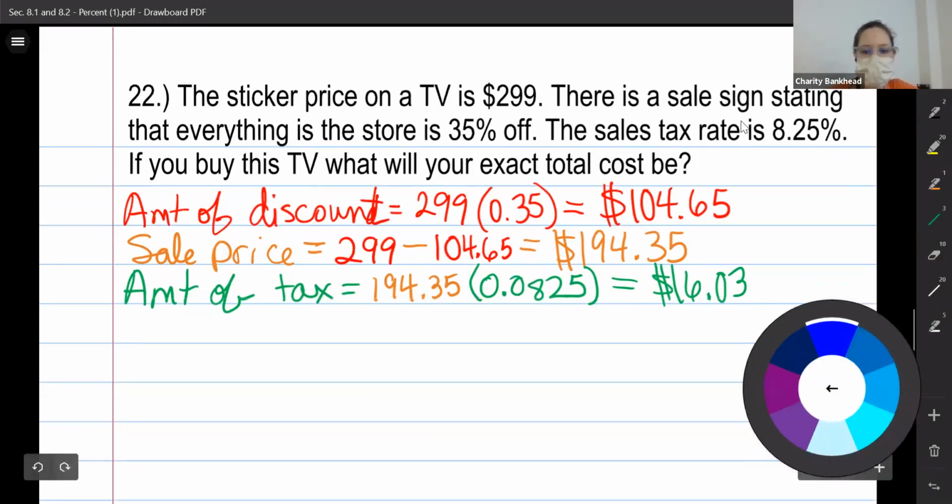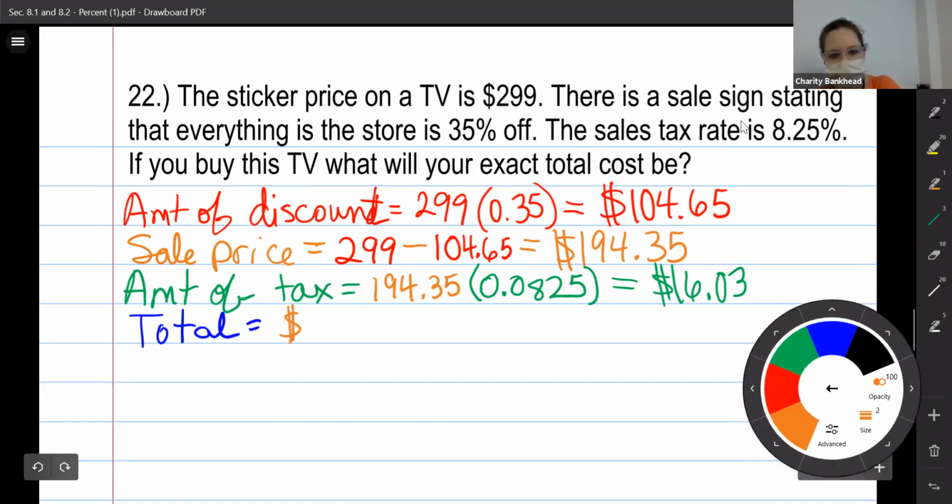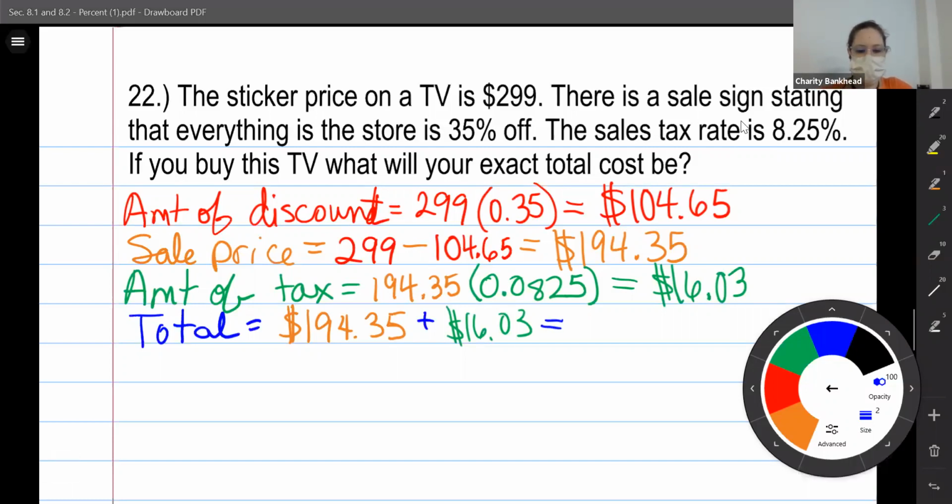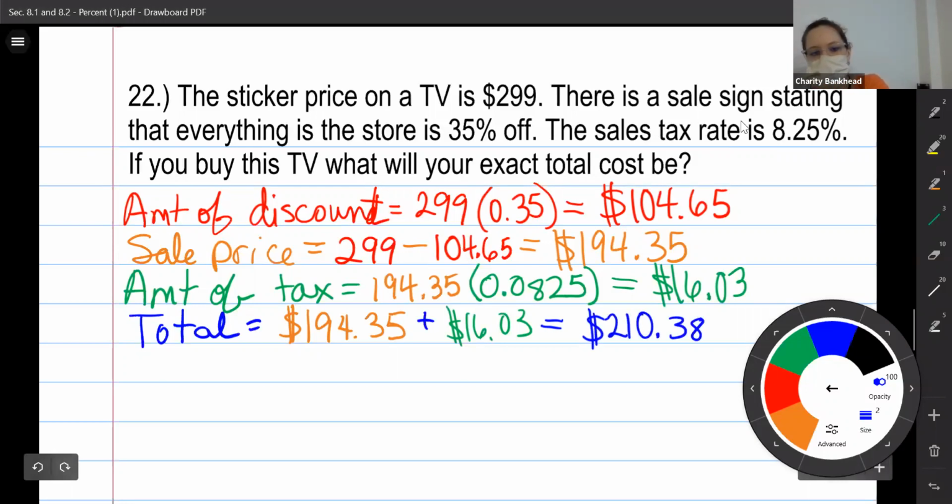And then finally we can get the total that you're actually going to pay, which equals the sale price plus the tax. 194.35 plus 16.03 is $210.38. All right.